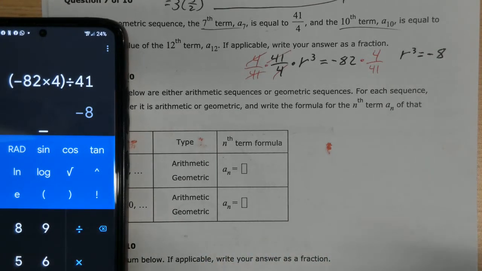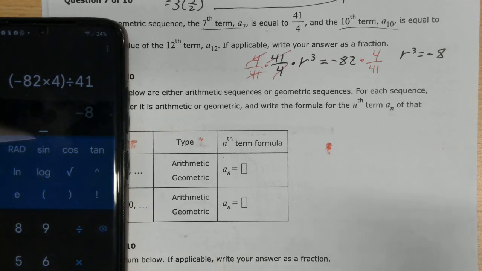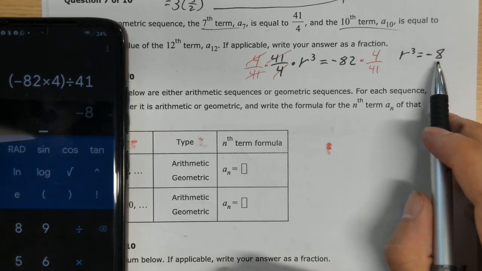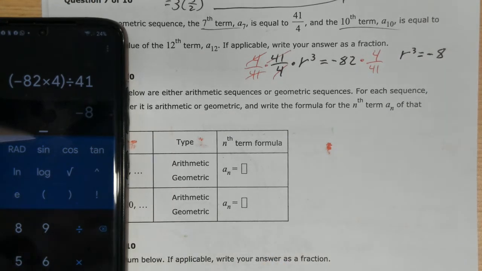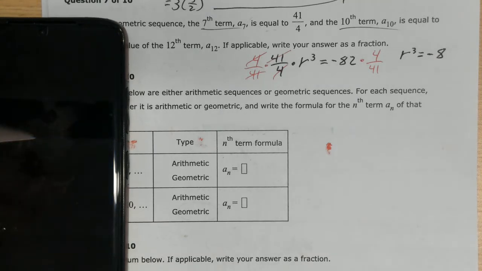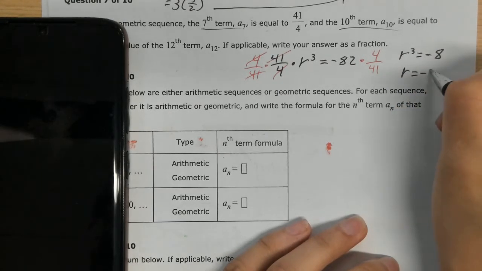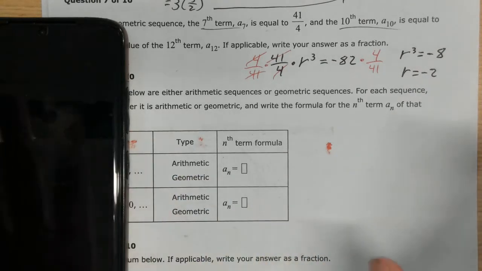With cube roots, you're technically finding the number that you multiply by itself 3 times to get minus 8. What do you multiply by itself 3 times that gives you minus 8? Negative 2. Minus 2 times minus 2 is positive 4, and then that times minus 2 is minus 8. So r equals minus 2. If you have to cube root something, let me know and I'll help you. You know I'm nice.